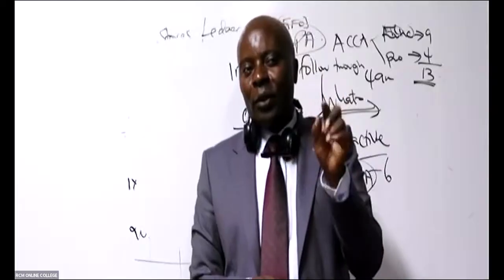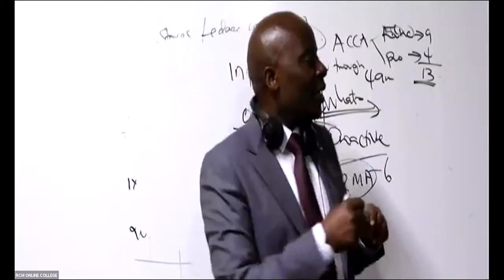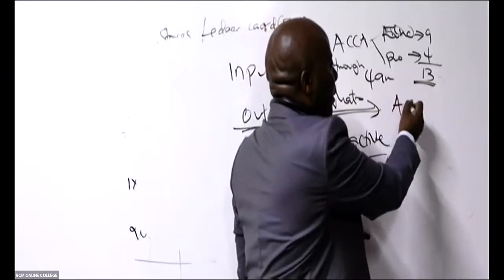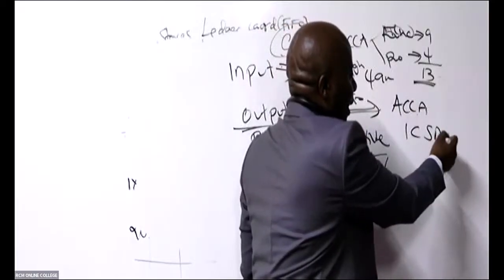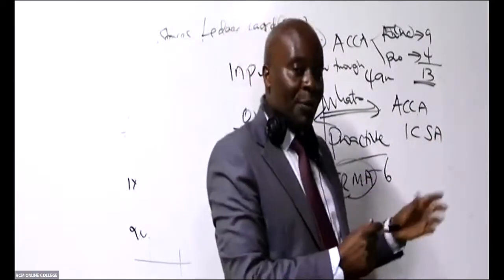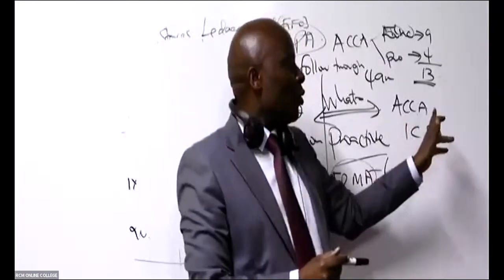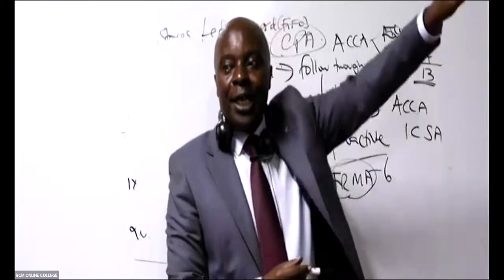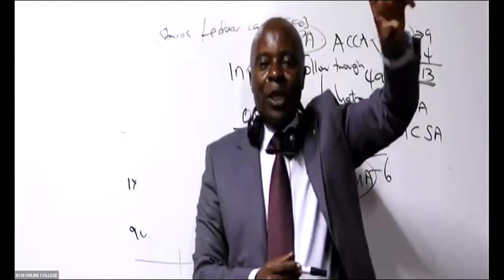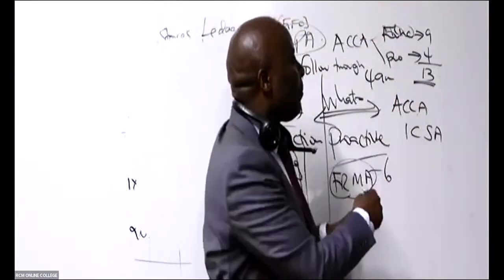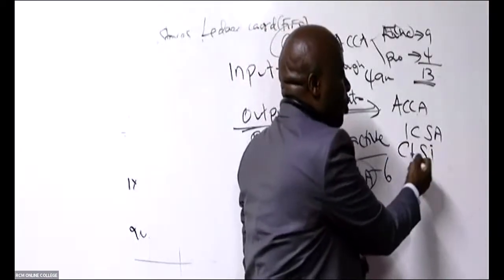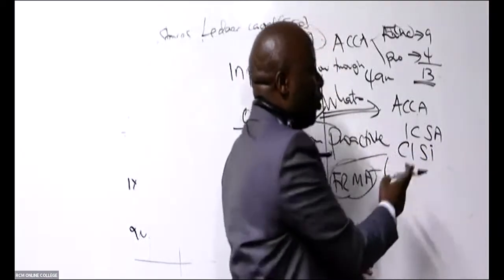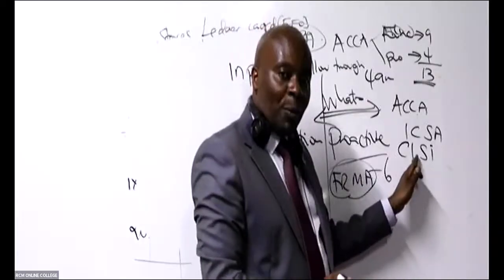Once you become a chartered accountant, you've done CPA, ACCA has also partnered with what we call ICSA, the Institute of Chartered Secretaries and Administrators in the UK. So once you finish this, you only do 1 paper here. And once you do 1 paper here, you go to ICPSK. They give you straight away that qualification. ACCA has also partnered with CISI, the Chartered Institute for Securities and Investments. Once you do this, you'll only do 2 papers here.